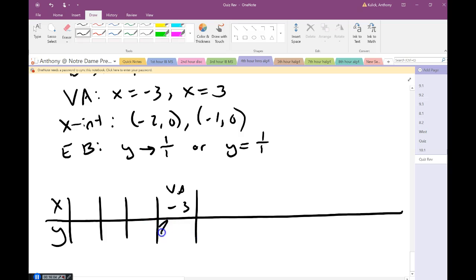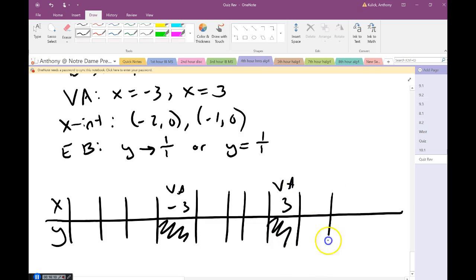So 3 points, vertical asymptote. And then 3 points. So hopefully those ones at the ends are obvious x's to pick.